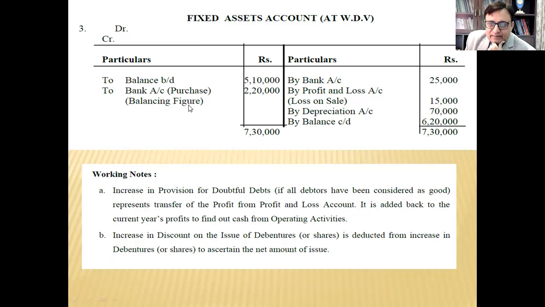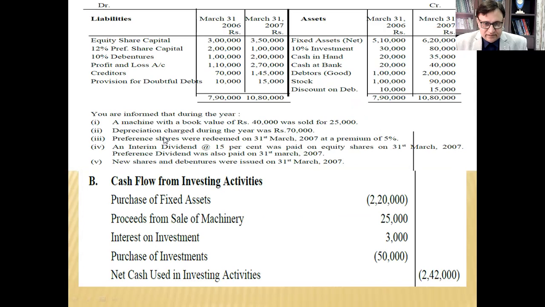And finally we'll get the purchase figure of the fixed asset, which is 2,20,000. So the first item in cash from investing activities will be purchase of fixed asset, that is negative 2,20,000. Similarly, a machine has been sold for 25,000. This is cash realized, so 25,000 plus. Similarly, you have investment of 30,000, on which 10% interest has been received, so interest on investment 3,000. Investment has also been purchased during the year, because earlier the balance was 30,000 and now it is 80,000. So purchase of investment is 50,000. So net cash used in investing activities comes out to be 2,40,000.